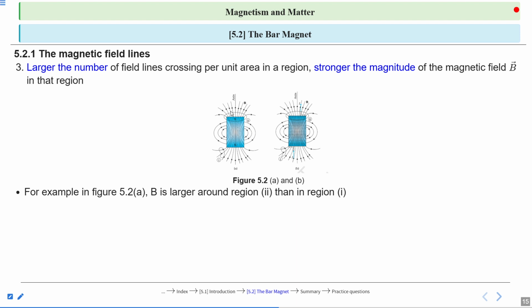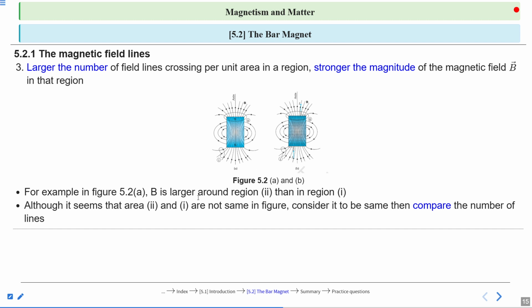This loop is containing region 1, and this small loop is containing region 2. Okay, so B is larger around region 2. In this region, magnetic field lines are closely spaced, and in region 1, magnetic field lines are farther apart. So B is larger in region 2 than in region 1, although it seems that areas 2 and 1 are not the same. It is also visible that this area is large.